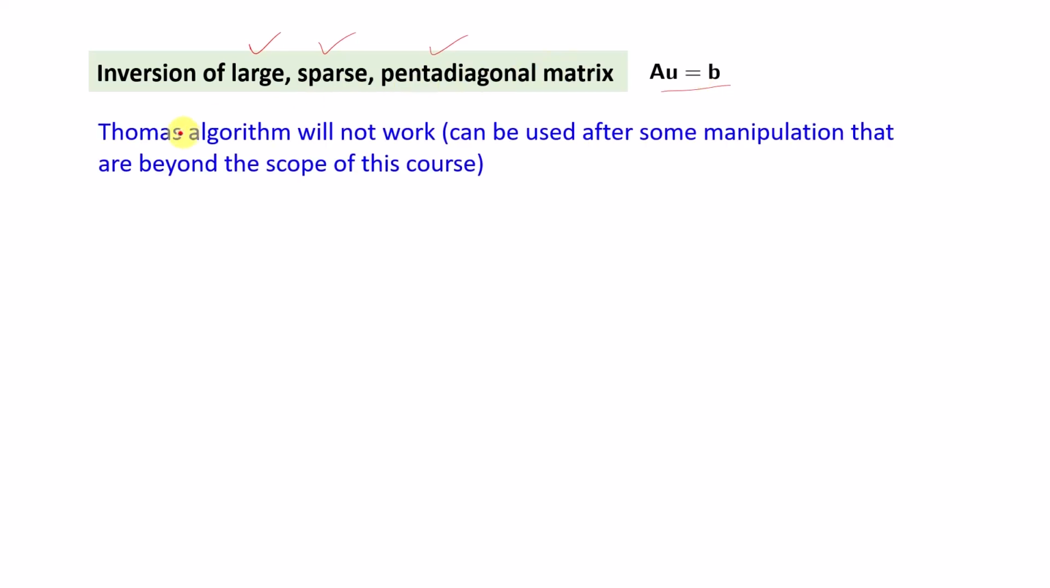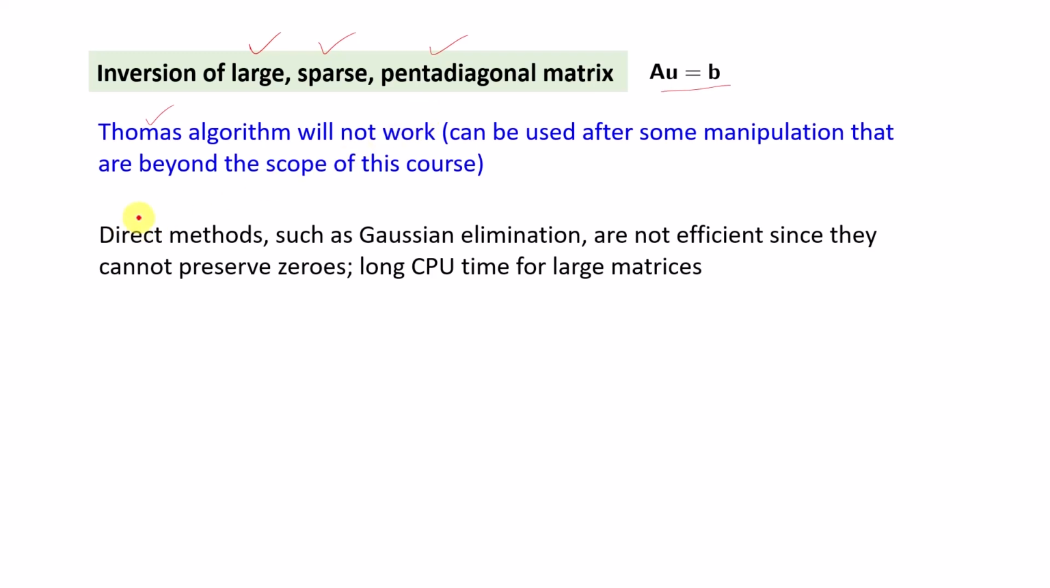First of all, the Thomas algorithm that we developed before, in the one-dimensional case, will not work anymore because this is not tridiagonal. Well, we can play around with it and make the Thomas algorithm work, but that's a different discussion, and we will not discuss it in this course. But in general, the Thomas algorithm is not a good idea here.